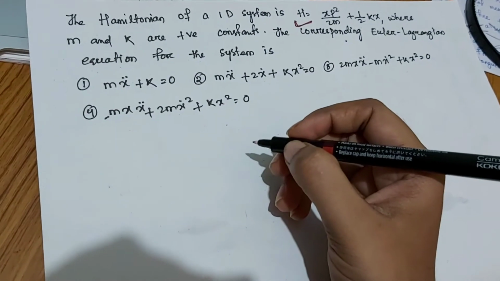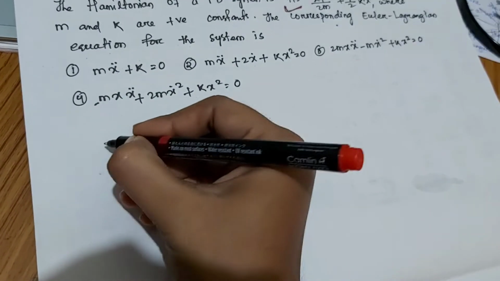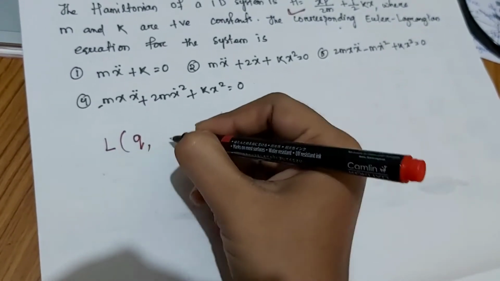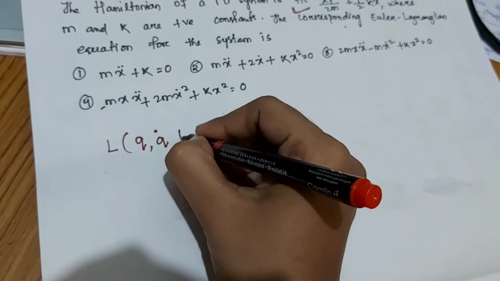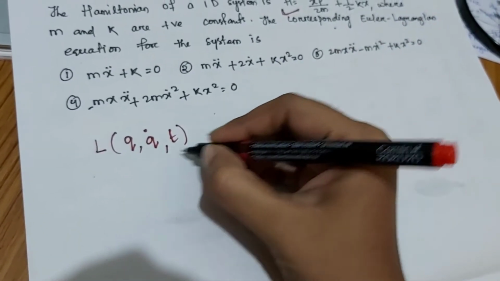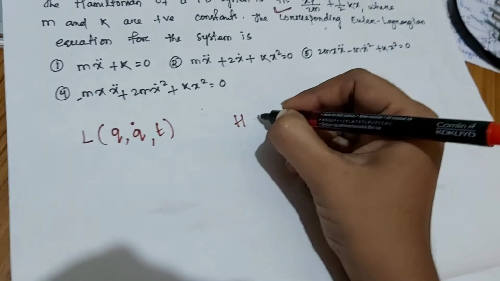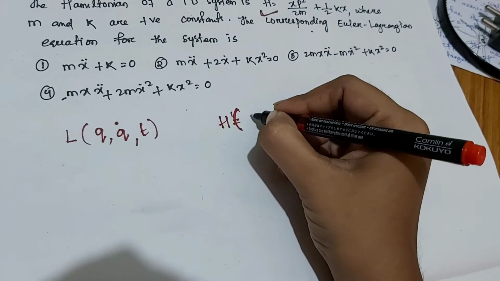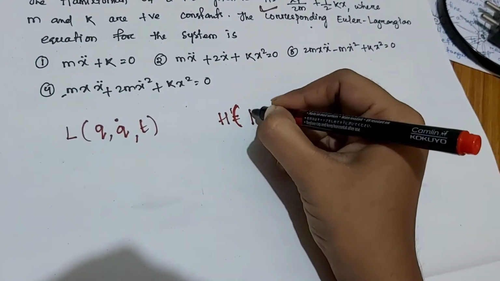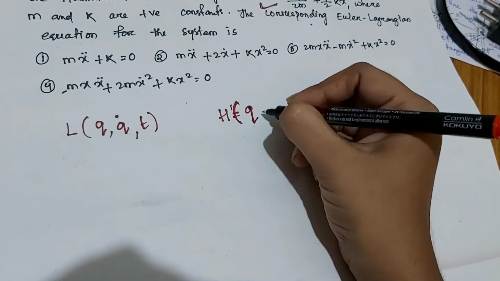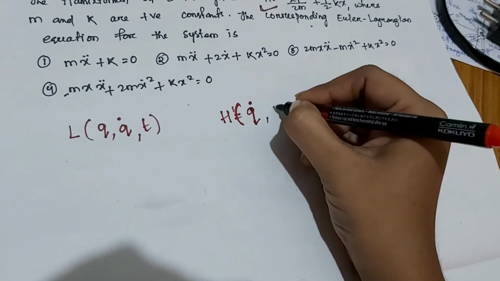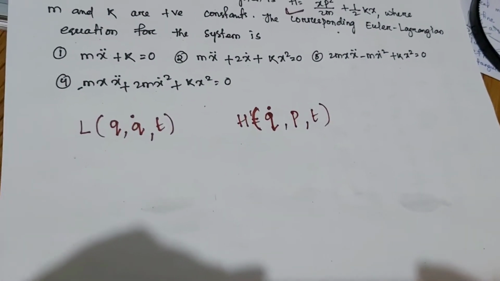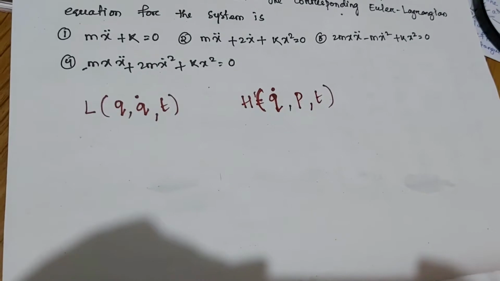As we know, the Lagrangian is a function of generalized coordinate, generalized velocity and time. Similarly, the Hamiltonian is a function of generalized coordinate, generalized momentum and time. So these are the two types. This is the Lagrangian and this is the Hamiltonian.